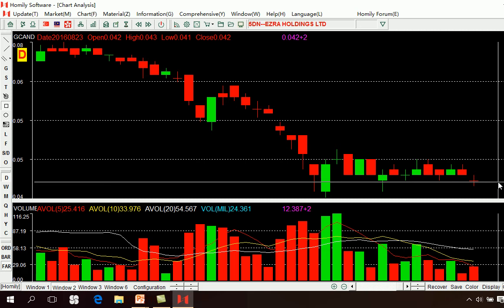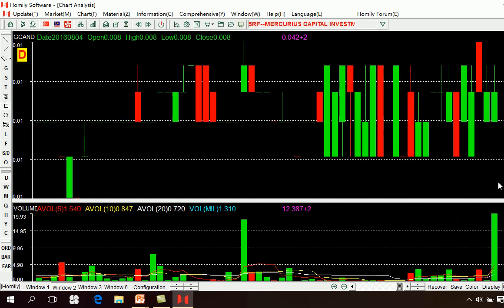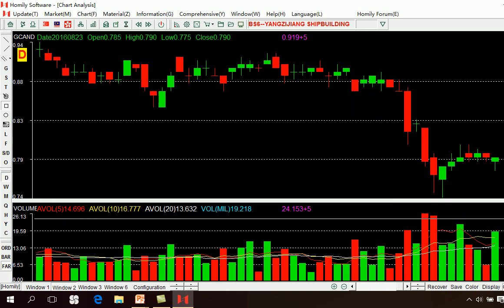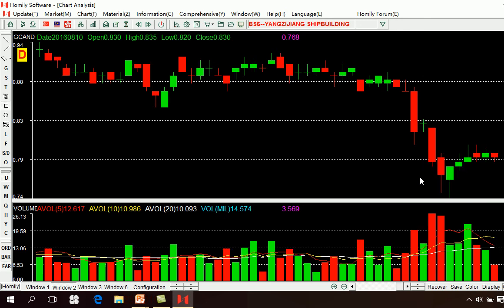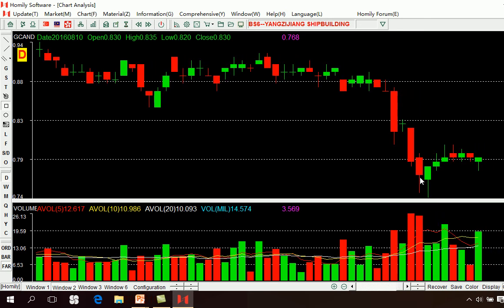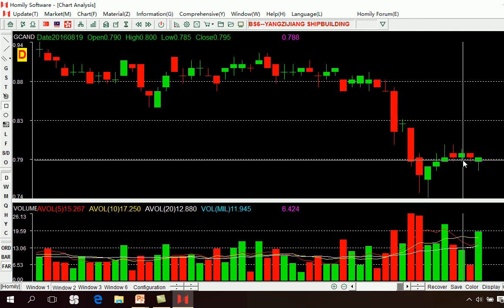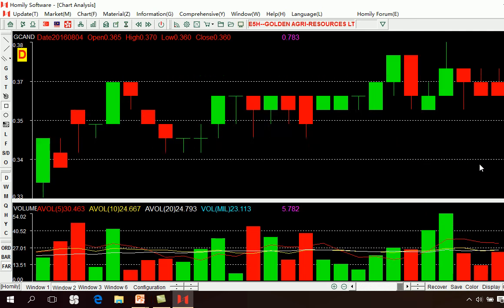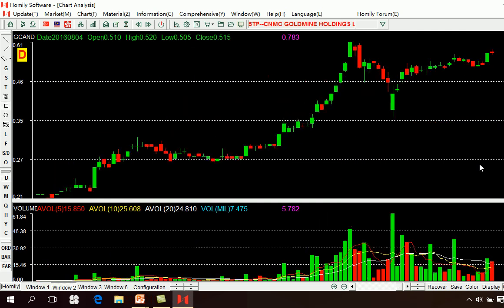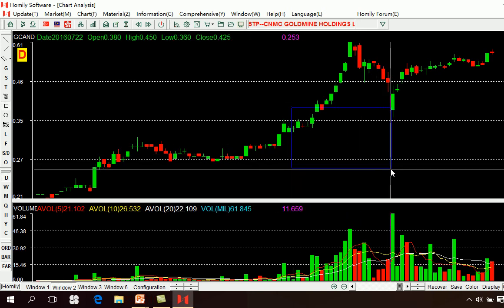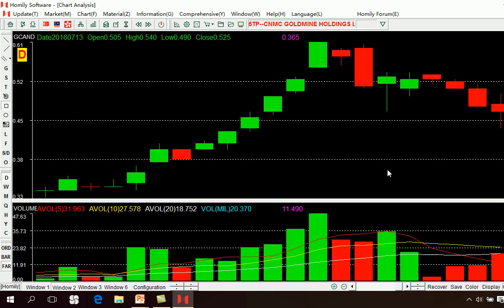Then we can see the next one. Then we can see this one. For this candlestick, up till now it's still in sideways because one bullish, one bearish, one bullish, one bearish, okay? Then we can see this one, CNMC, whether this stock is still good or not. Okay, then we can see this candlestick.